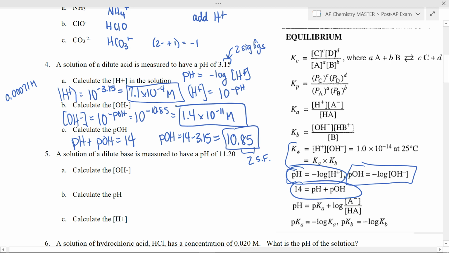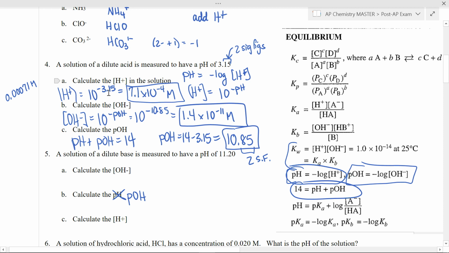All right, so let's check out this one. Here's a base, and it's got a pH of 11.2. And we want to find the, whoops, I miswrote one of these. I should have called this pOH. All right, so we know the pH is 11.2.